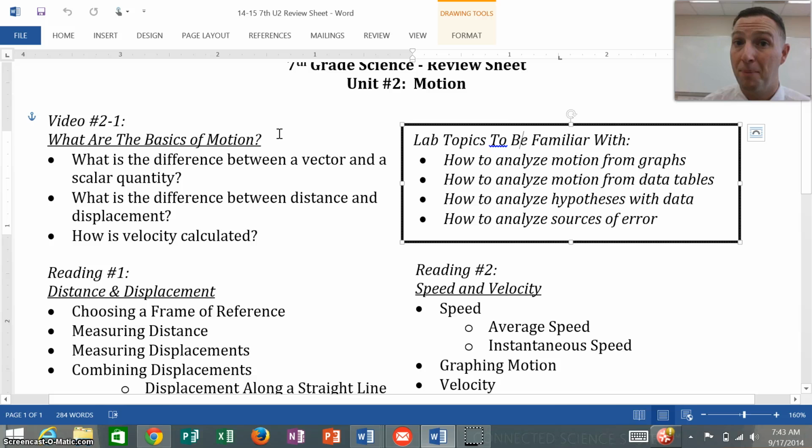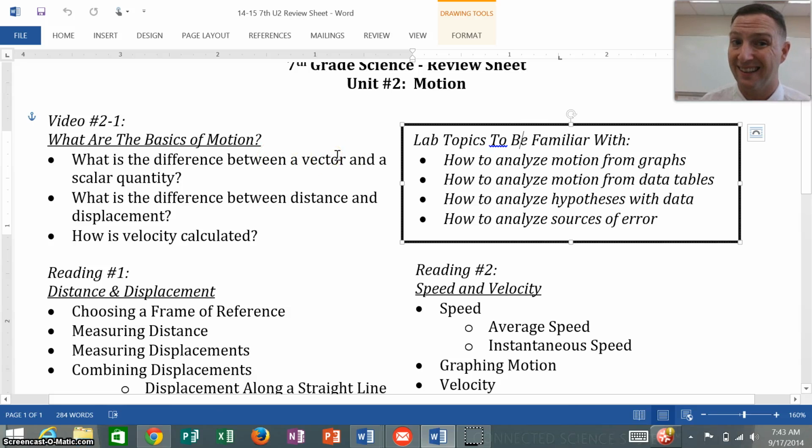3 big ideas that you're going to see here. Vector quantities versus scalar quantities. Vector quantities are measurements that have both magnitude and direction. They give us more information than something that has a number only. Scalar quantities are like a scale. They only give us a number. So things like distance, speed, those are scalar quantities. Time, okay? They don't have any direction to them.